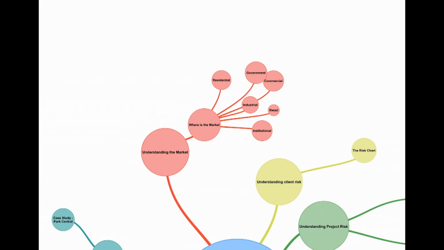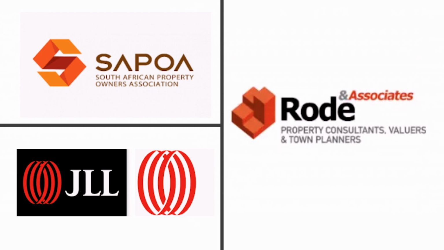As an architectural practice, there's a lot of information out there for you to look to. There are owners associations like SAPOA, which have a whole lot of information that you can access. We'll have a look at that just now. Then you get brokers like JLL, and there are many brokers that issue information for free to their client base. And then there are specialized organizations like Rueda and Associates, which look at historical data and build it into a model to try and predict where the market's going. And all of this is accessible.